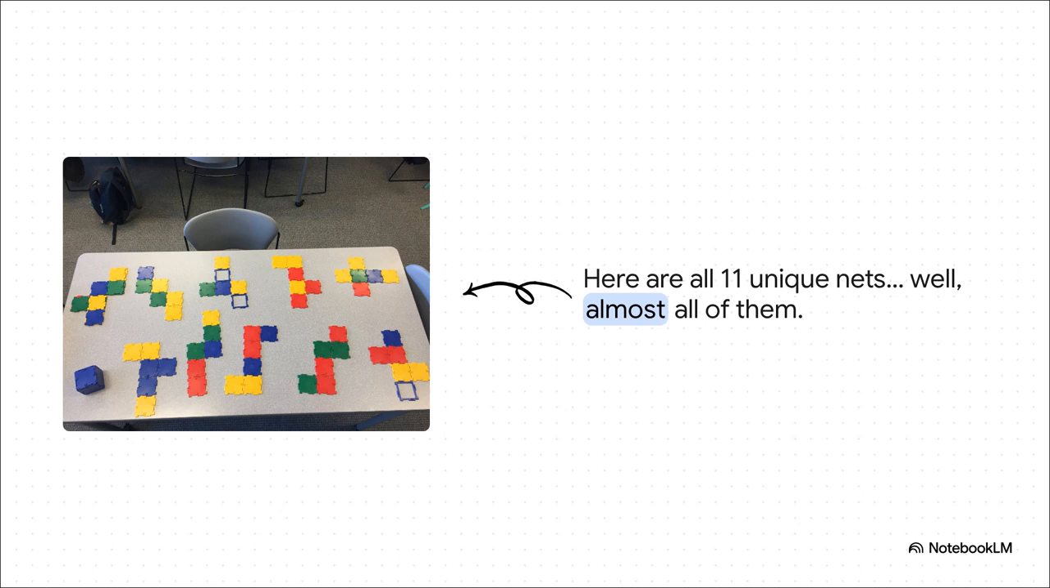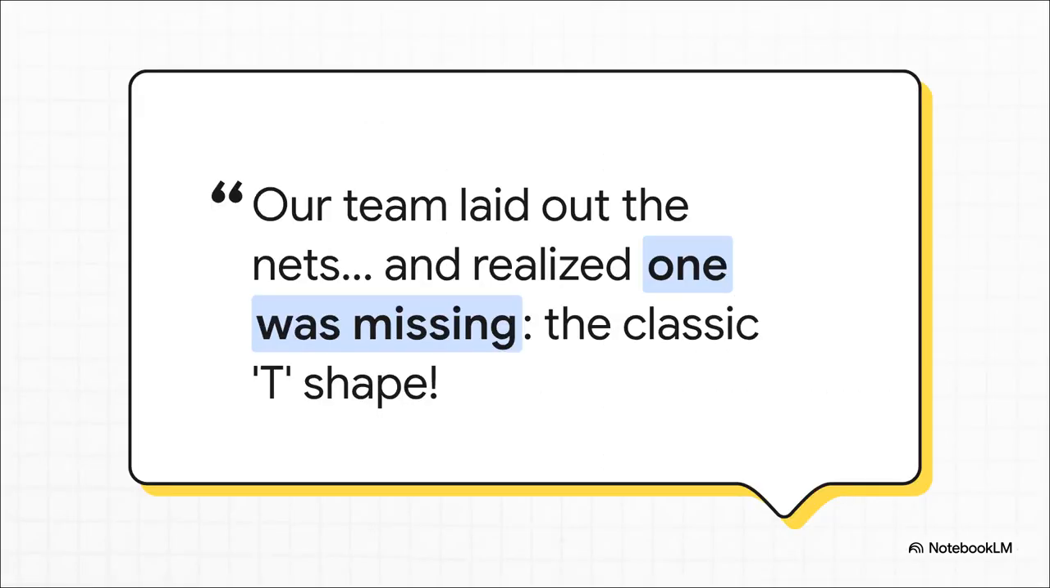But wait a second, if you count them up, 1, 2, 3, there are only 10 shapes here. What's going on? Well, turns out one of the most common nets is actually missing from the photo. It's that T-shape we found earlier. See that little blue cube sitting there? It's basically a stand-in for our missing 11th net. It's just a funny little reminder that even when you're playing around with math, sometimes you misplace things.